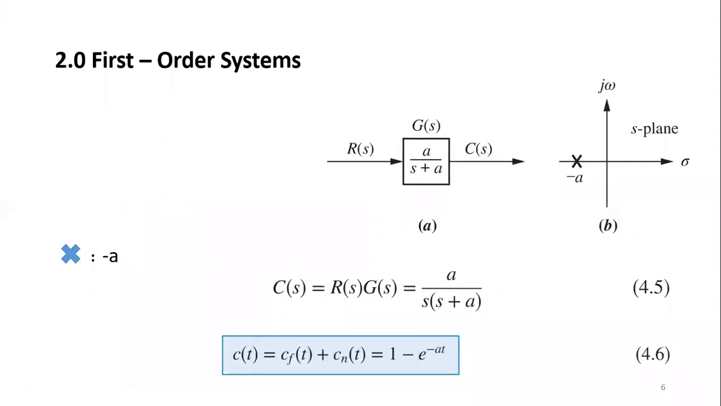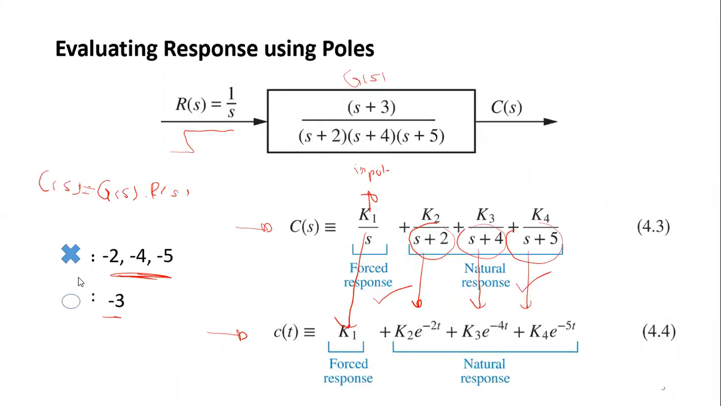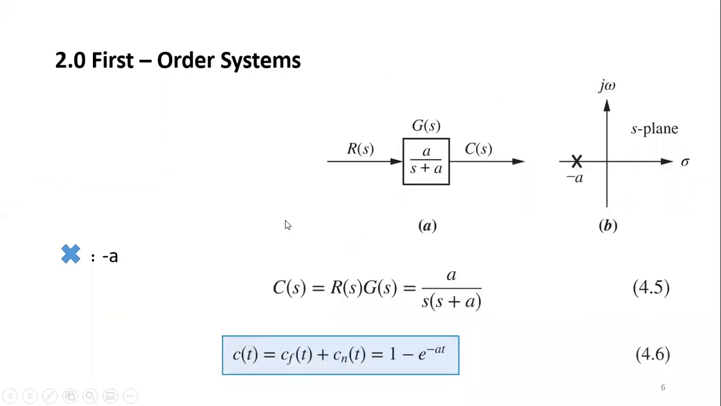First, the general block of the system is the transfer function here. As you can see, the transfer function for the system is, I'm just rewriting it again, a over s plus a. In the s plane, in a first order system you only have a pole, which is at minus a.